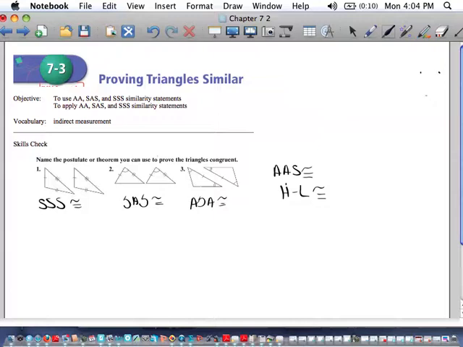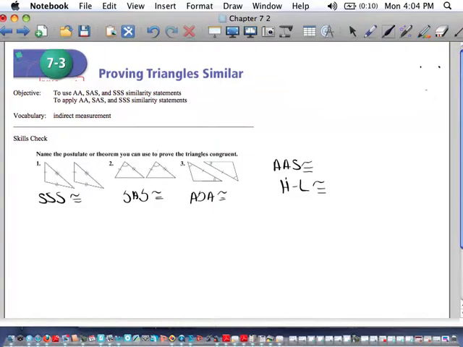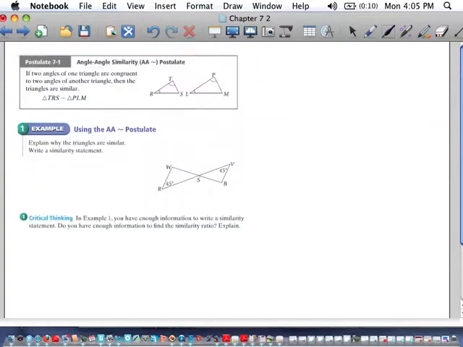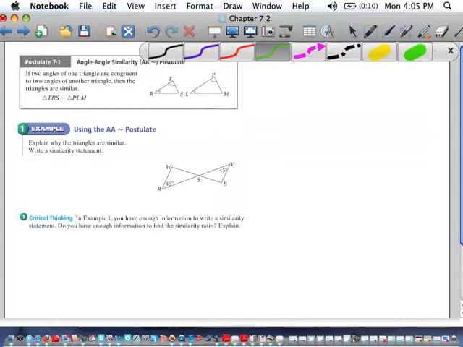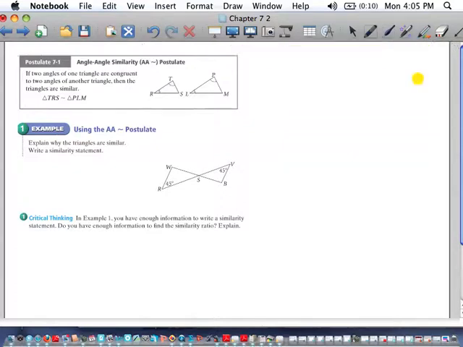But now we're going to look at similar triangles, which means that the angles will be congruent and the sides will be proportional. So how can we prove that 2 triangles are not congruent, but are similar? One postulate we can use is the angle-angle similarity postulate.